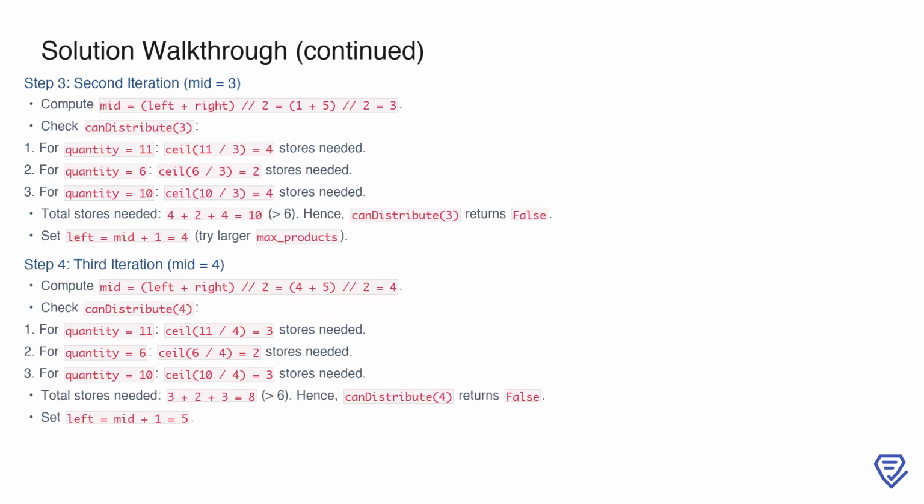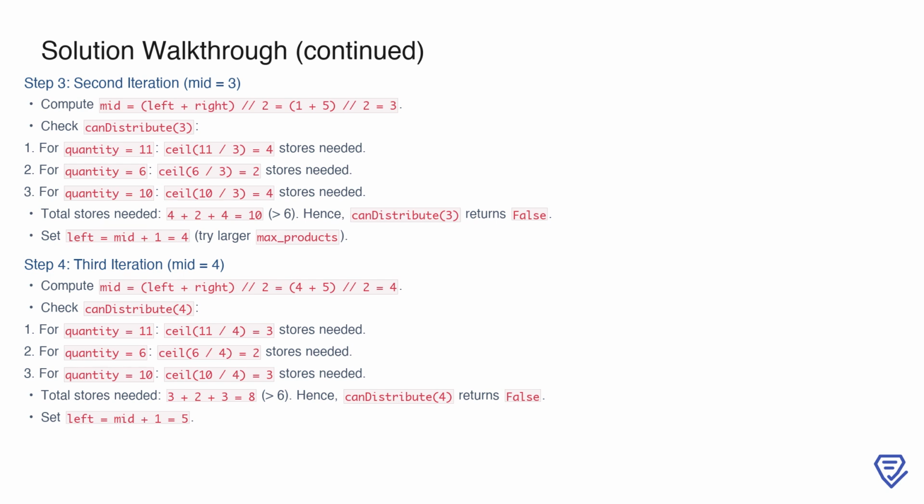In the next iteration, we update the midpoint to 3 by recalculating (left + right) / 2. We then check if it's feasible to distribute the products with a maximum of 3 products per store. For 11 products, 4 stores are required since 11 divided by 3 rounds up to 4. For 6 products, we need 2 stores, and for 10 products, 4 stores are required. This gives a total of 10 stores, which exceeds the available 6 stores. Therefore, a maximum of 3 products per store is not feasible. Consequently, we adjust the search range by setting left to mid + 1, which is 4.